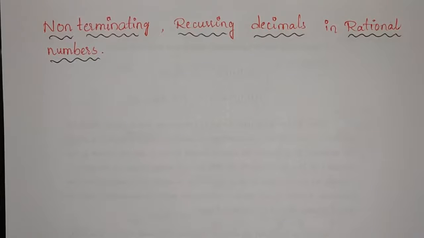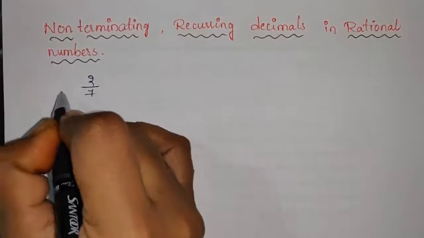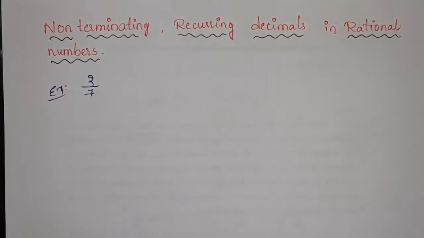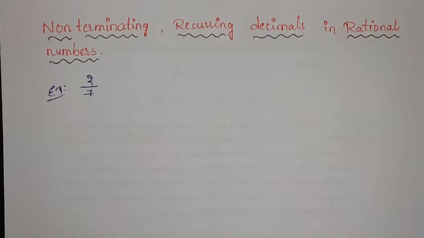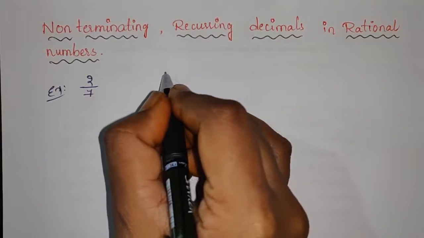Till now we have discussed the terminating decimal form. Now we are going to discuss non-terminating recurring decimals in the rational numbers. So let us take an example here to understand clearly. I am taking the example 2 upon 7. Is this non-terminating or terminating? We will check. By using the actual division method we are going to find the result for this. How can we find the actual division?